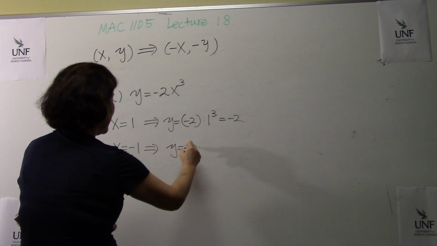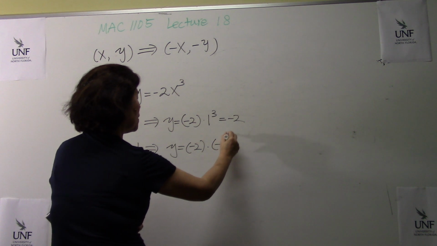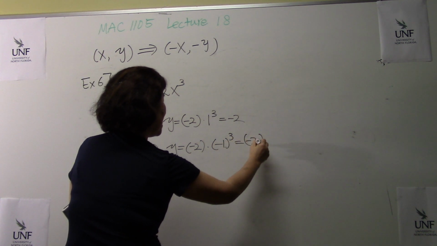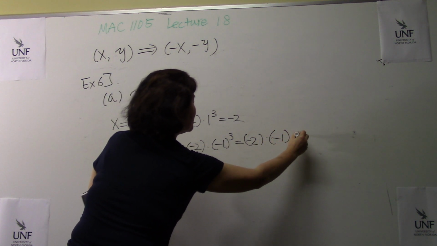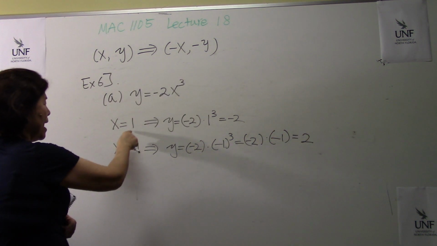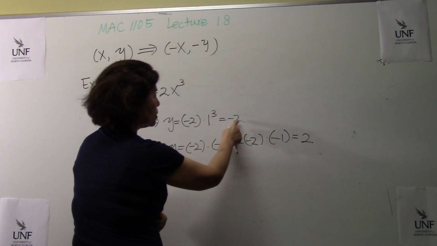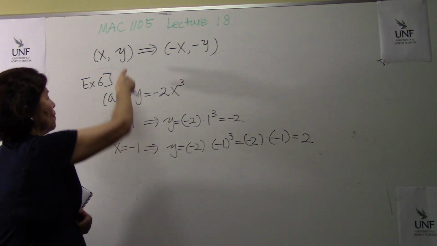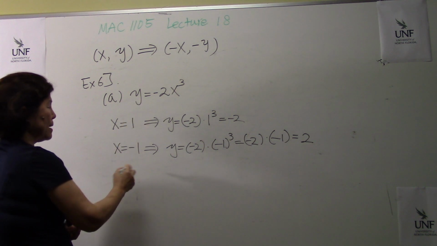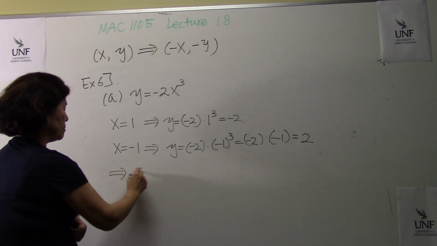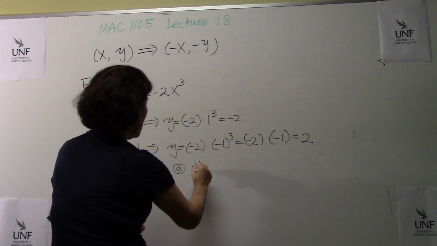y equals negative 2 times negative 1 cubed. Here we go. Negative 1 cubed is again negative 1, and negative 2 times negative 1 gives you positive 2. So the x coordinate goes to the opposite, and at the same time the y coordinate goes to the opposite. Therefore, this is true. Okay? So that means the graph is symmetric about the origin.